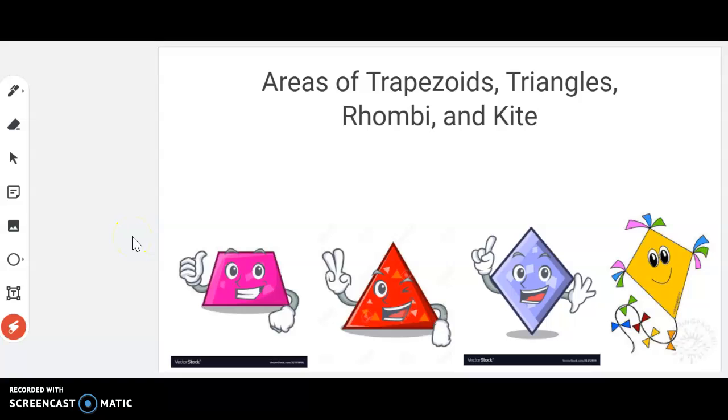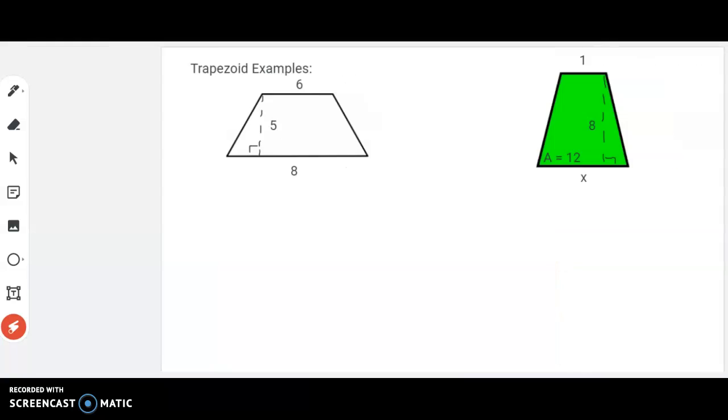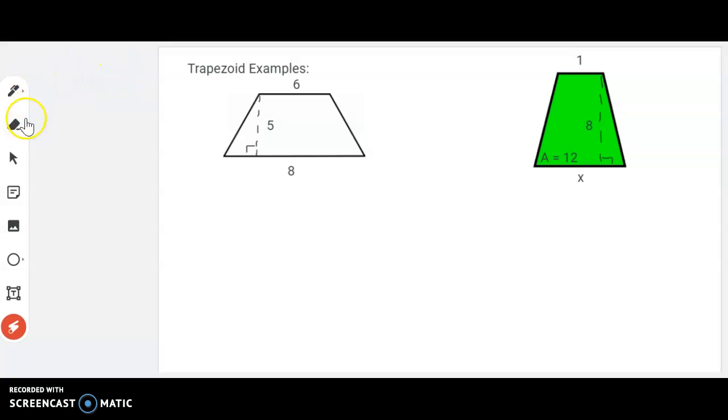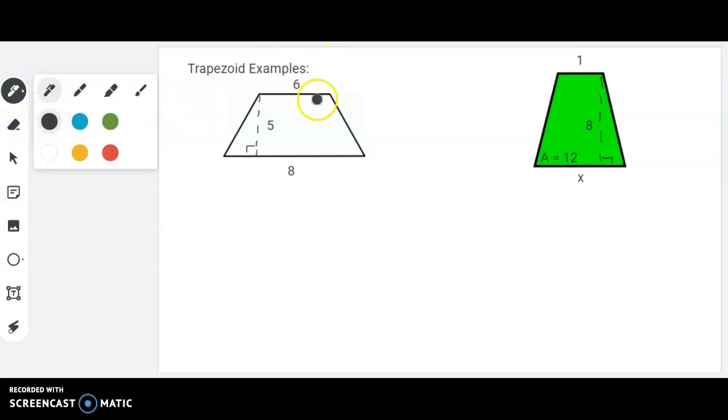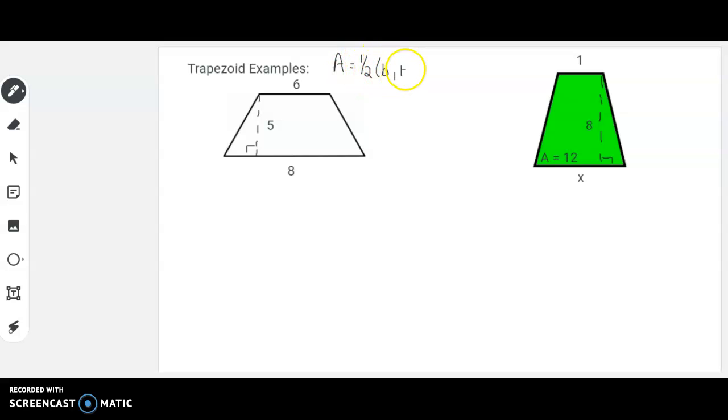Today's lesson is going to be over the areas of trapezoids, triangles, rhombi, and kites. So first up, we're going to have our trapezoid, and I just noticed I don't even have the trapezoid formula up here. So that is going to be the area is equal to 1/2 base 1 plus base 2 times the height. Okay, so base 1, base 2 divided by 2.